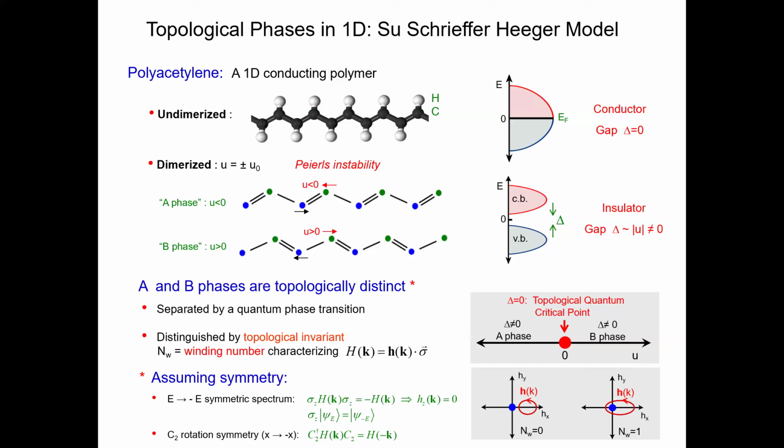The thing that's interesting about this is that there are two different patterns you can use for the dimerization. These two patterns are topologically distinct in the following sense: in this A phase, I displaced the green atoms to the left, and in the B phase, I displaced them to the right. You can't get from a positive number to a negative number without going through zero, and when the displacement is zero, you're back at the electrical conductor. So these two insulators are topologically distinct.